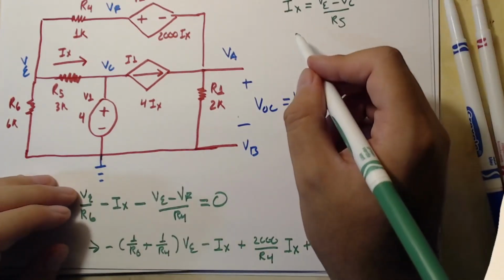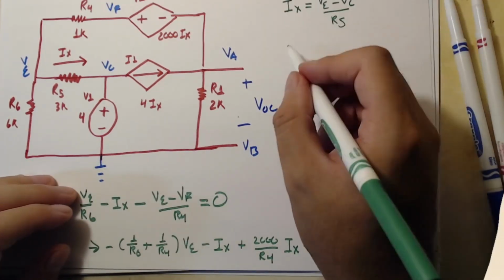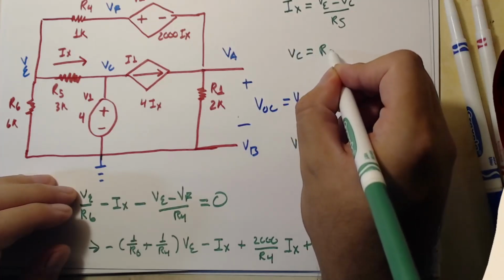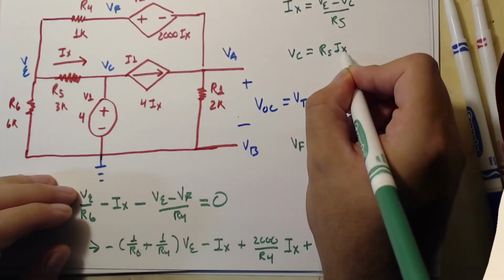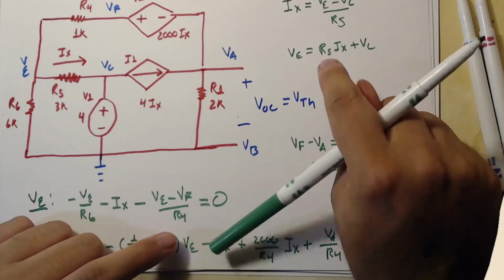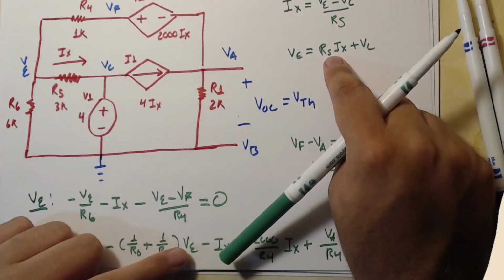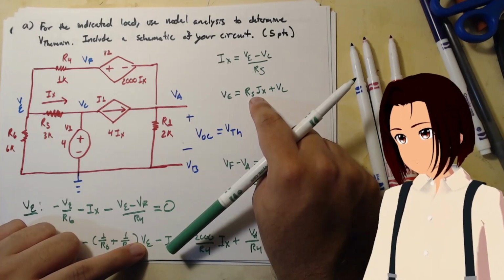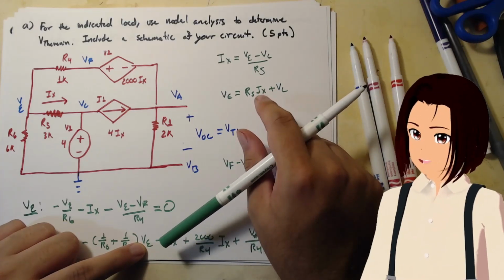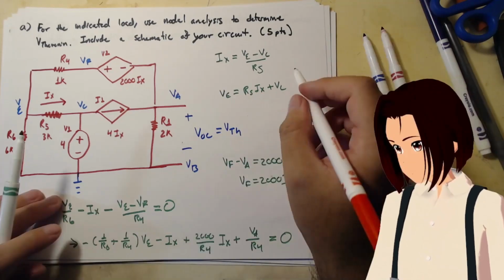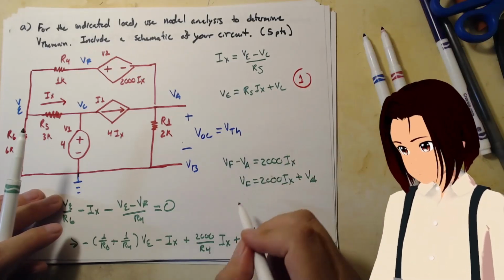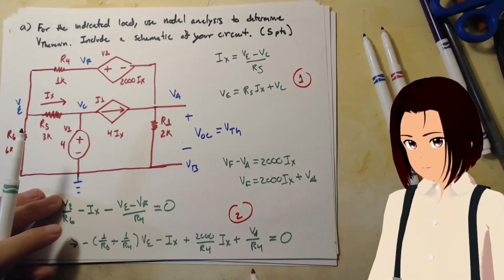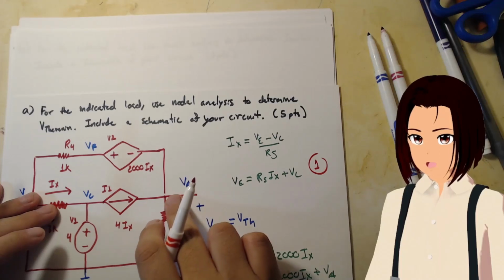One thing we can note is that VE is equal to R5 times Ix plus VC. We could plug this in here. Now, we could do that, but I'm not going to. But you could. So this is equation 1. This is equation 2. Let's do analysis at node VA.